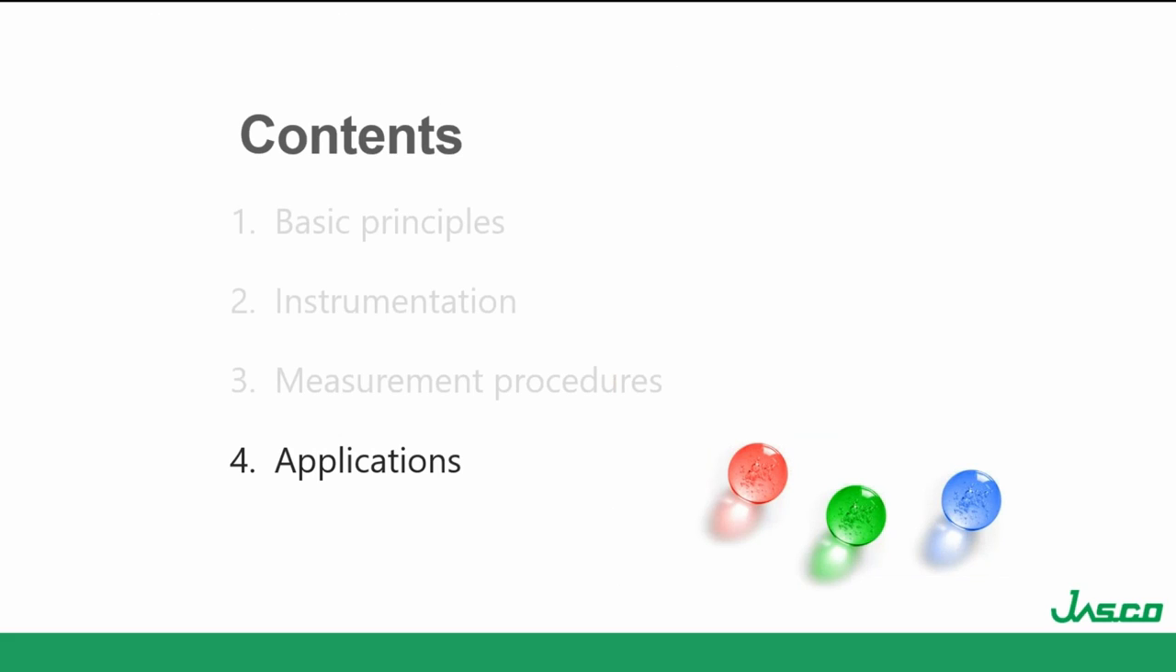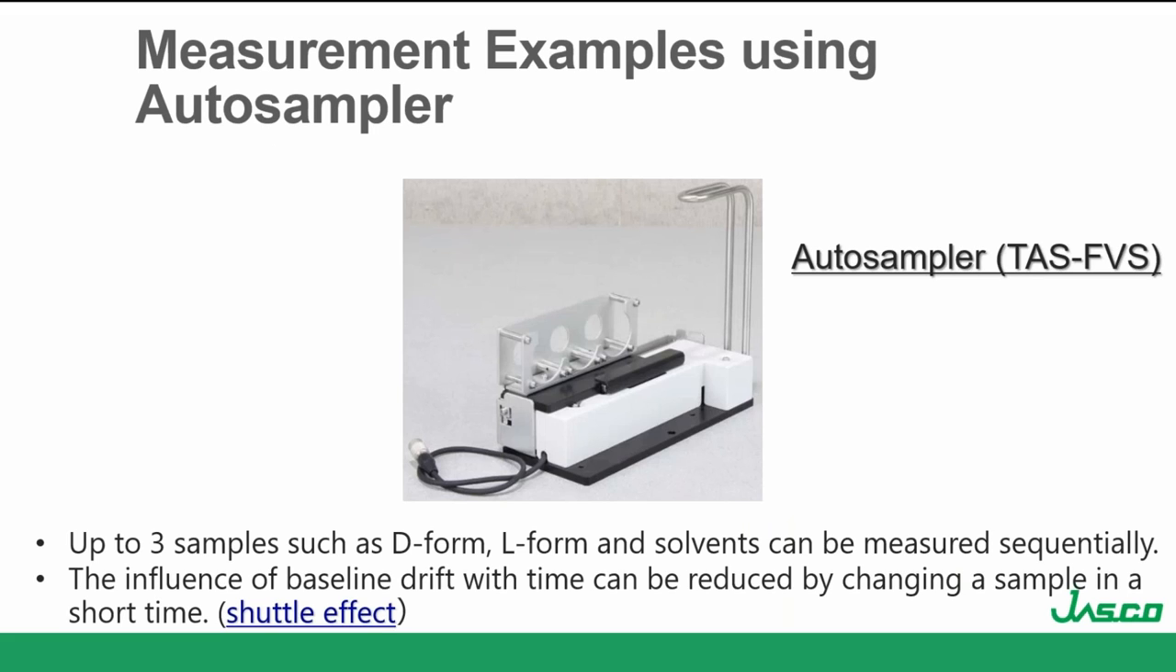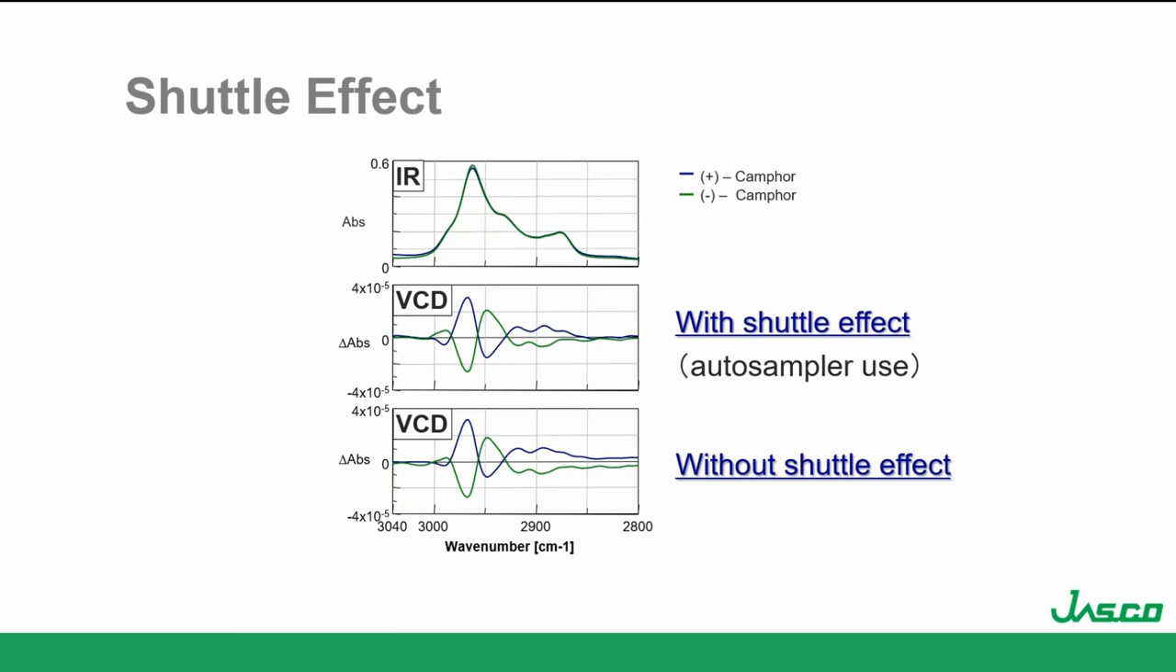So the last item of my agenda is the application. I want to show these measurements using the autosampler. This is the autosampler recommended by us for the FVS 6000. As you can see, there are 3 positions, and this is ideal to measure the D form, the L form, and then the solvent. And you can do this measurement sequentially. So the baseline drift in this measurement is minimal due to the short time when you're changing from one sample to another, and this is what is called the shuttle effect.